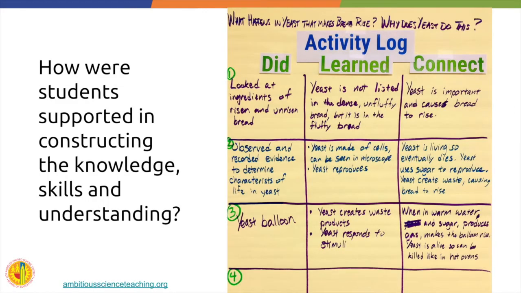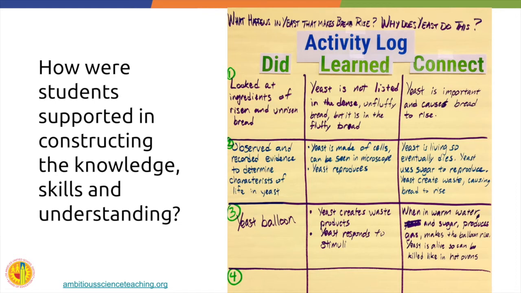So how did students get there? Students got there through a carefully designed unit that was tracked by this activity log. This is just the beginning. If you wanted to see the rest of the activities, they're available on ambitiousscienceteaching.org. But this is just the first three.